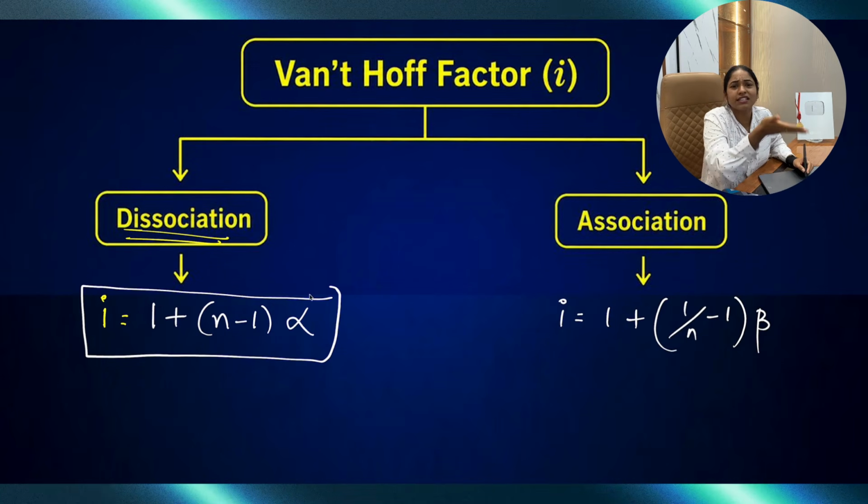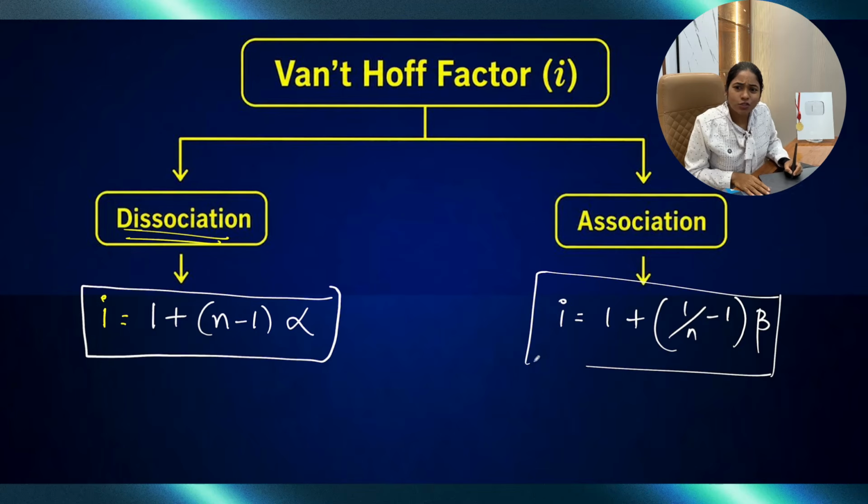See, alpha is the degree of dissociation. Beta is also the degree of association; just to show the variation, I am taking this. Repeat both the formulas. i is equal to 1 plus (n minus 1) into alpha here. In this case, i is equal to 1 plus (1/n minus 1) into beta. Is it clear? Right.